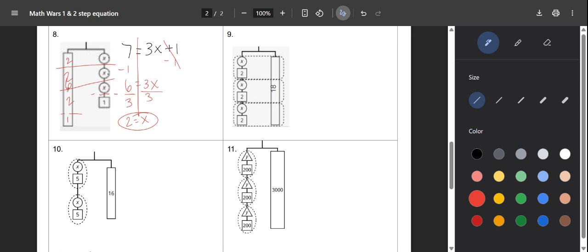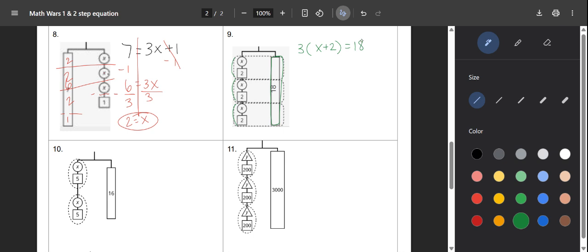All right, 9 looks a little different. I've got my shapes mixed up on the side of my x. So this is where we would look at it in terms of groups. I've got 1, 2, 3 groups. And in that group is x plus 2. The whole thing is equal to 18.